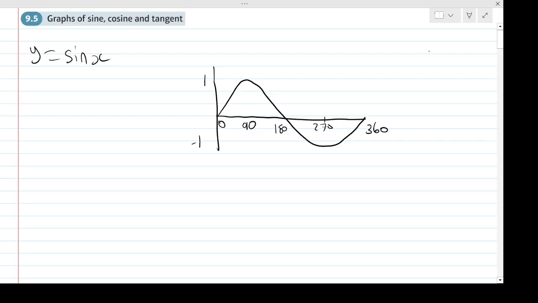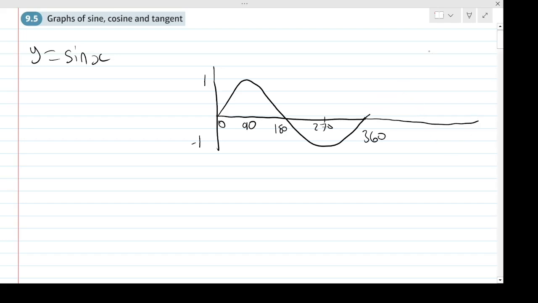And so those are the key values of the graph. It starts at 0 when x is 0. Then it shoots up to 1 at 90. Then it goes back down to 0 at 180. Then it drops down to -1 at 270, and then it goes back to 0 at 360. And actually, the graph repeats itself after that. So if we were to extend this, it would repeat the same shape, right?